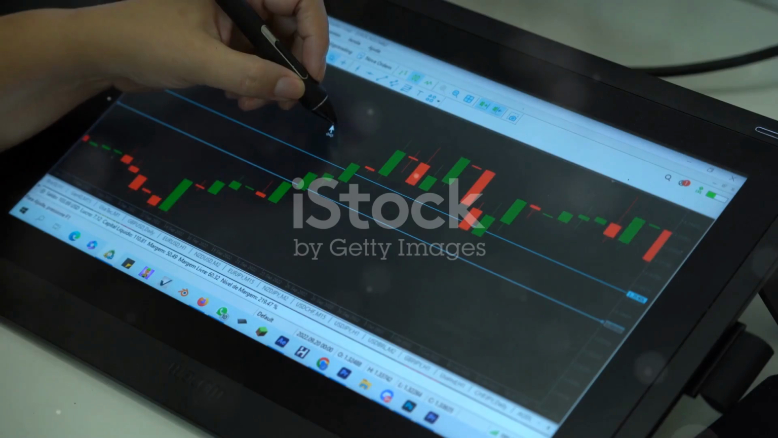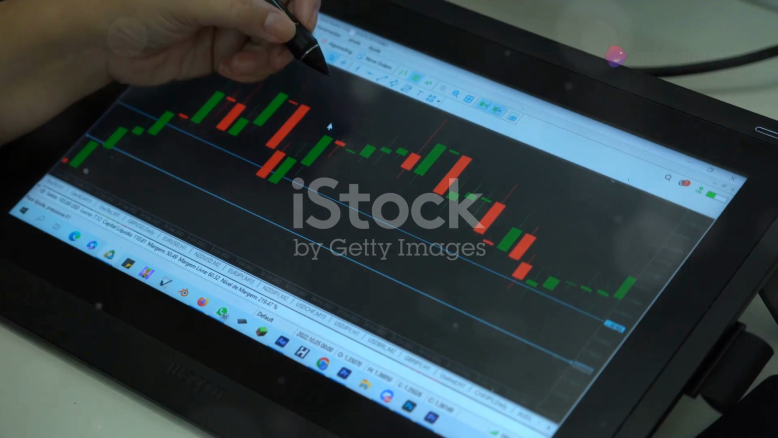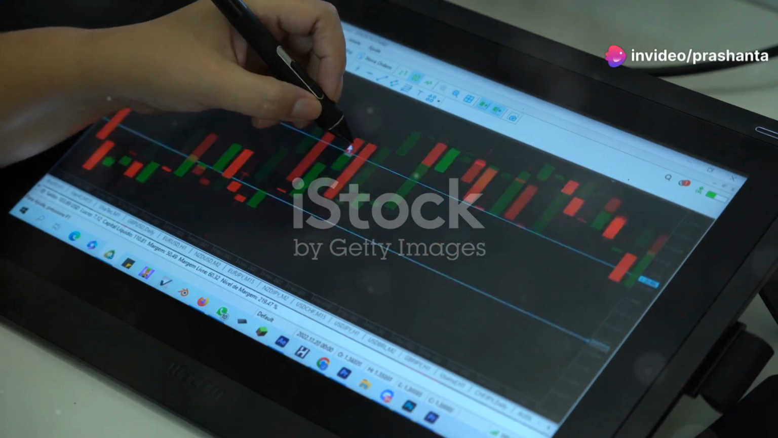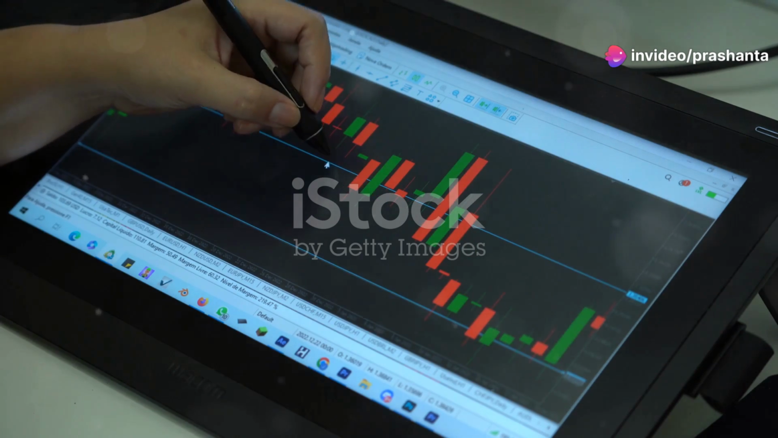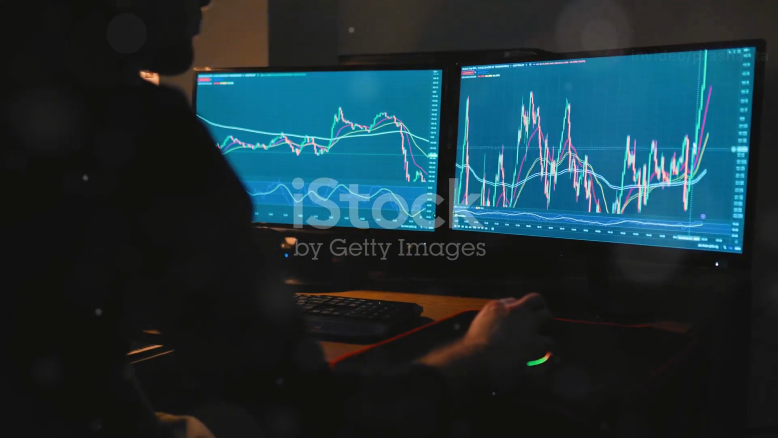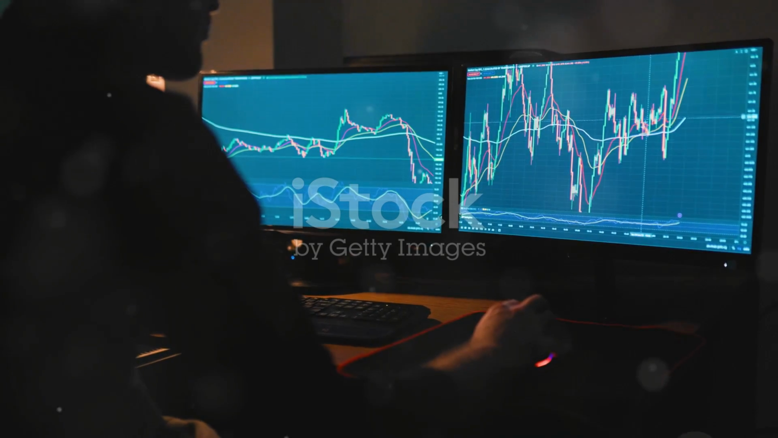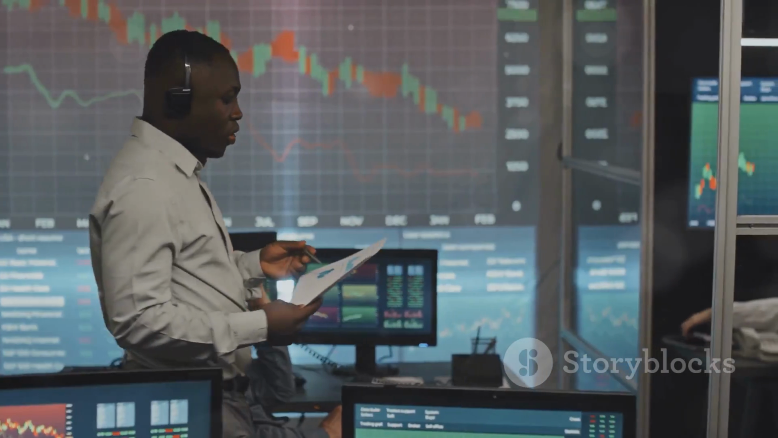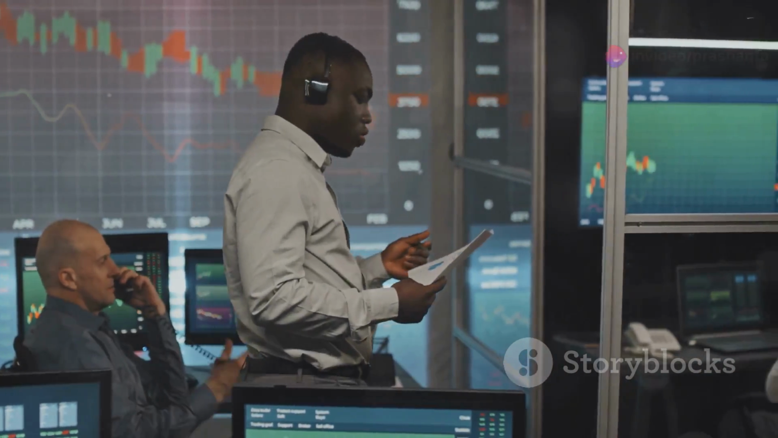One of the most important things to remember about options trading, or any type of investing for that matter, is that it's a journey of continuous learning. The market is constantly evolving, new strategies emerge, and what worked yesterday might not work tomorrow. So, how do you stay ahead of the curve and keep your skills sharp?